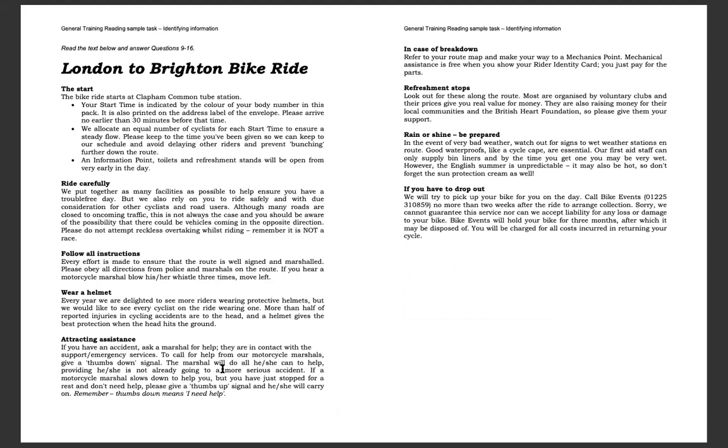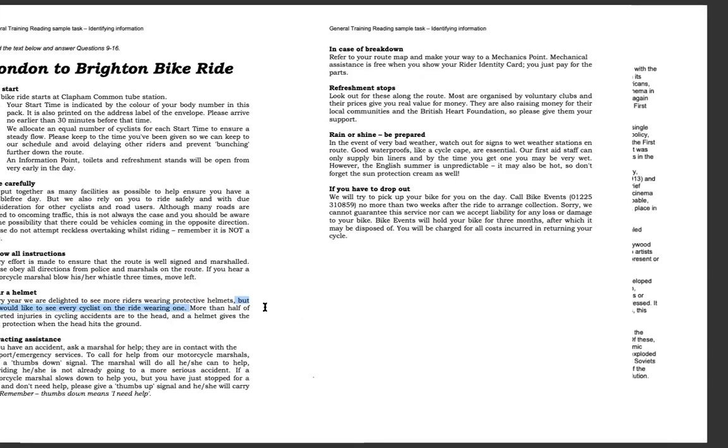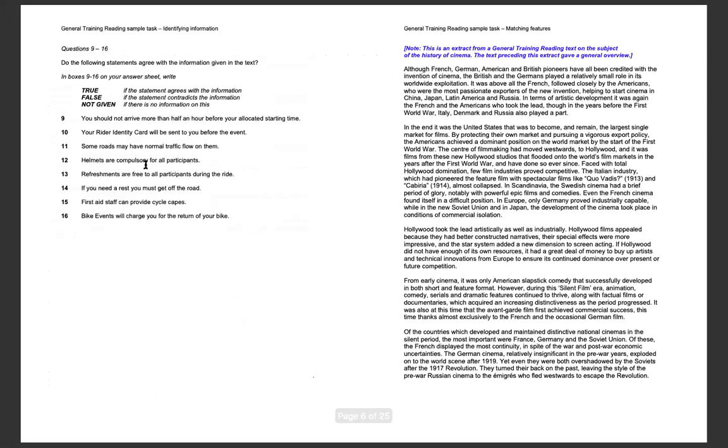So it's compulsory for everybody. That's what they say, right? But we would like to see every cyclist. So they're telling us, we are delighted to see more riders wearing protective helmets, but we would like to see every cyclist on the ride wearing one. So they would like to see it, but it's not compulsory for all participants. So the answer is false.